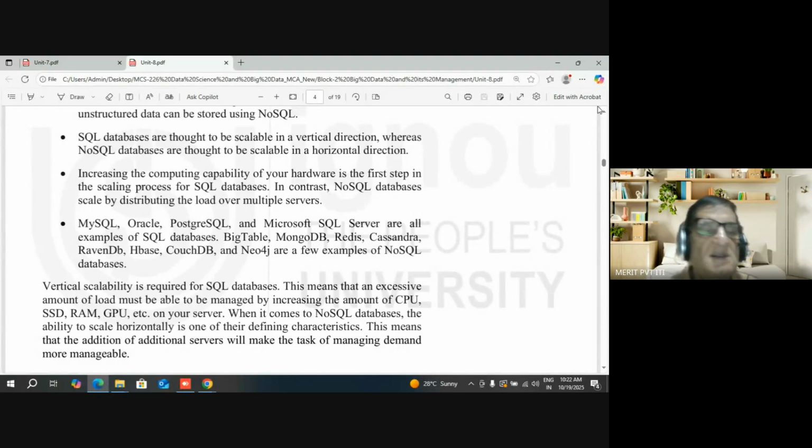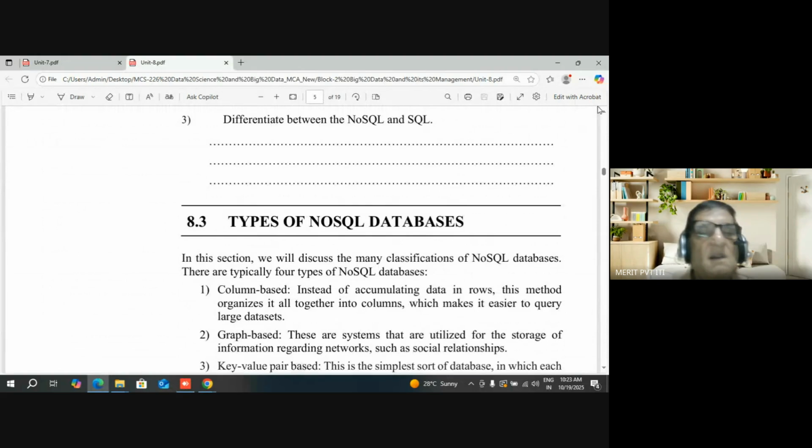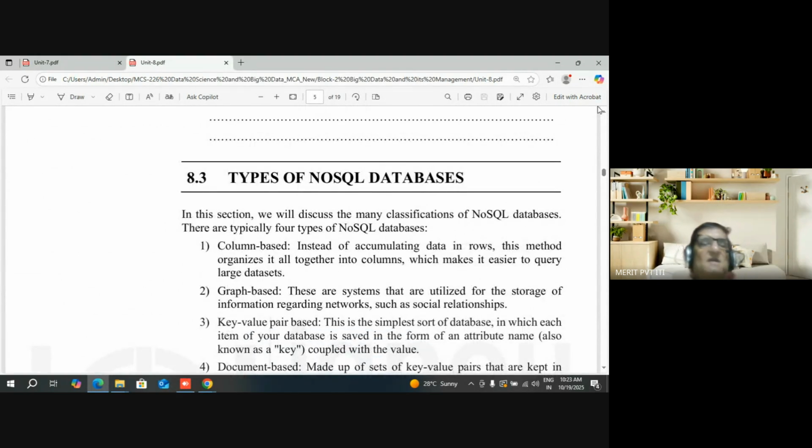This means that an excessive amount of load must be managed by increasing the amount of CPU, SSD, RAM, GPU (graphics processing unit), etc. on your server. When it comes to NoSQL databases, the ability to scale horizontally is one of their defining characteristics. This means that the addition of additional servers will make the task-managing demand more manageable. So this is the type of NoSQL database.